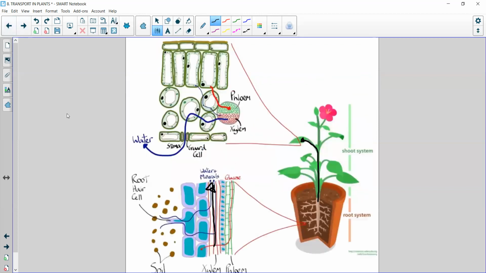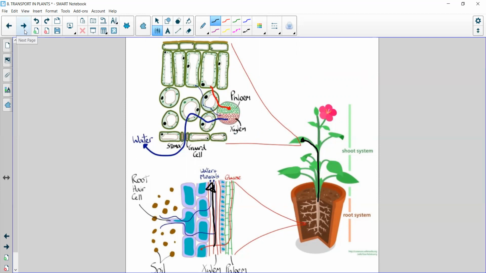Okay, so at this stage, we need to be quite clear how water is entering the plant. It's entering these root hair cells by osmosis. It is traveling up these xylem vessels, which run all the way from the root into the stem and into the leaves. And then once it's there, the water is used by the plant cells for photosynthesis, but some of it will evaporate out of the stoma.